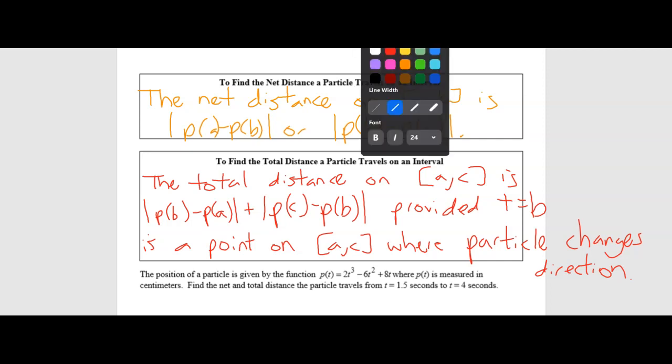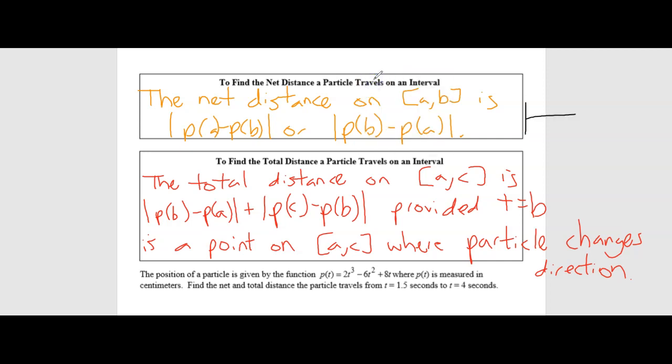So again, let me just draw one more quick graph. I know I'm giving you a lot of visuals, but I hope it's helpful. Let's say here's B.